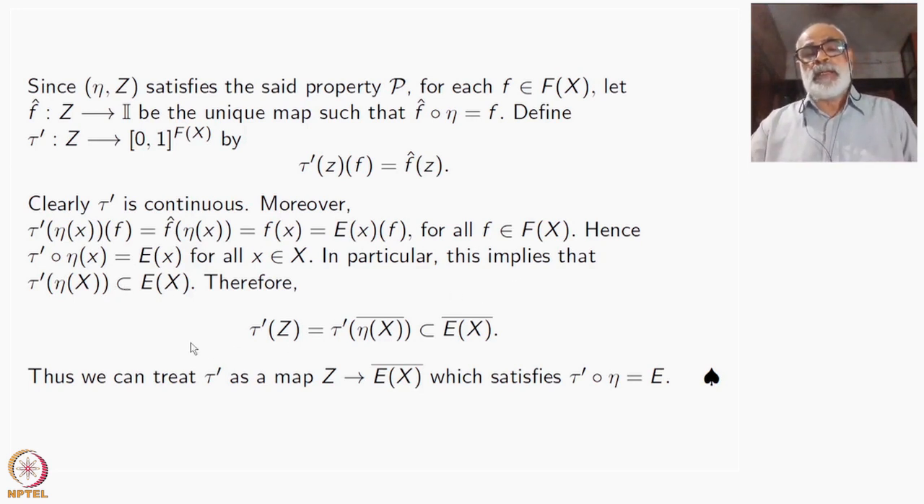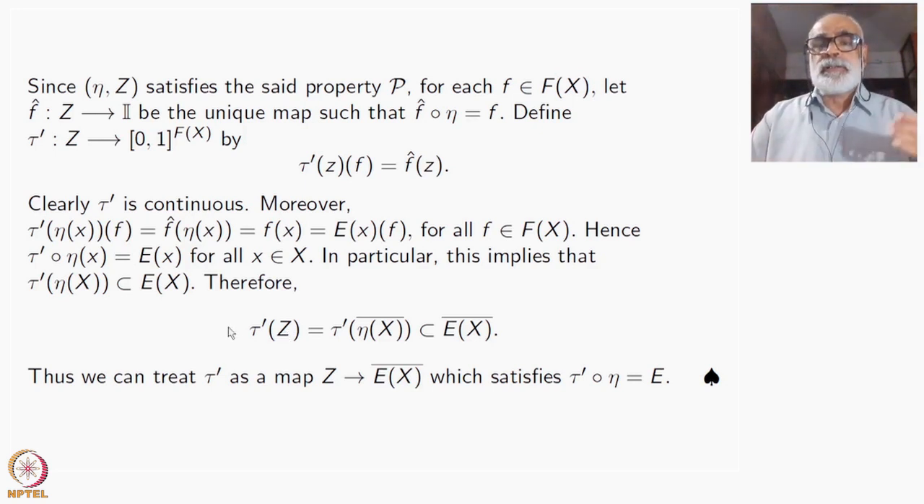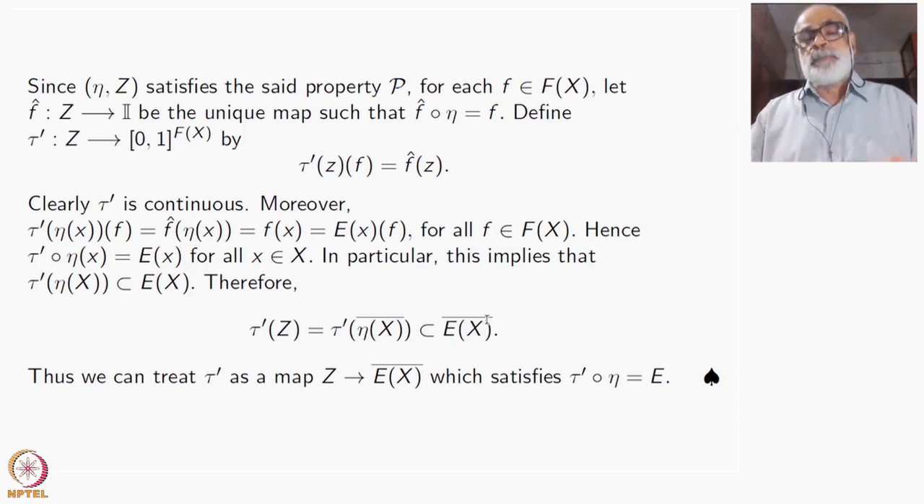Okay, in particular, this implies that tau prime of eta x is contained inside e capital x. Therefore, tau prime of z is what? Eta x closure, right? So I have to take tau prime of eta x closure. So that is contained inside the closure, since the closure can be pulled out. But that is nothing but E x bar. So tau prime, though it is starting with a map from z to [0, 1] raised to fx, has its image inside the Stone-Cech compactification. So take that map tau prime as a function from z into E x bar. We have already shown that tau prime composite eta equals E. Therefore, that completes the proof of the characterization also.